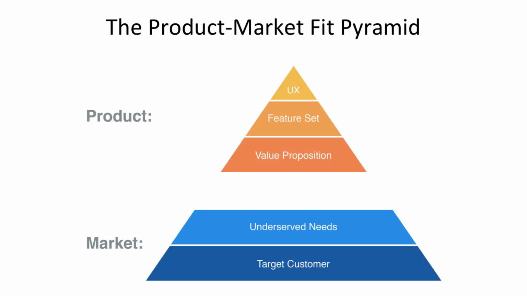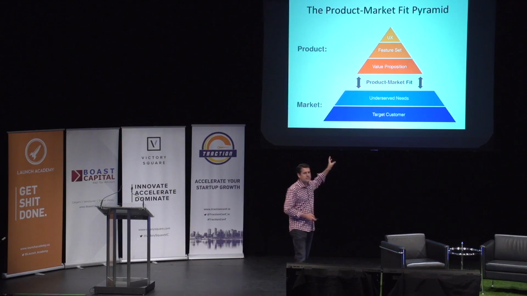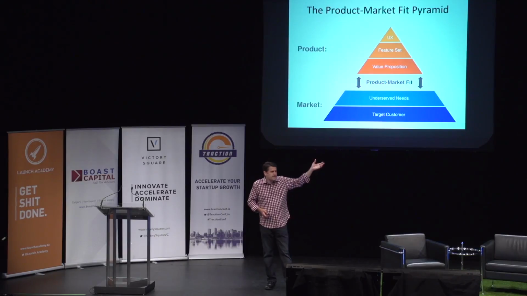And your product is the top three layers of the pyramid. It's what's your value proposition? How is our product better? How does it meet the needs better or differently than the other products that are out there? What's our feature set or functionality? And what's our user experience? And so you have the market on the bottom, the product on the top. Product market fit is just how well what you're building at the top fits with what the market needs are. And so once I developed this framework, I realized that this is really just a bunch of hypotheses that you need to test and iterate on and improve to achieve product market fit.